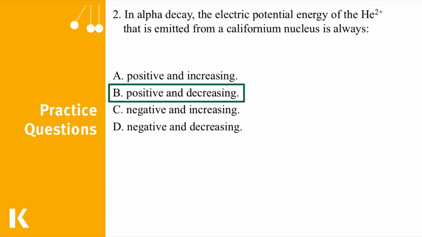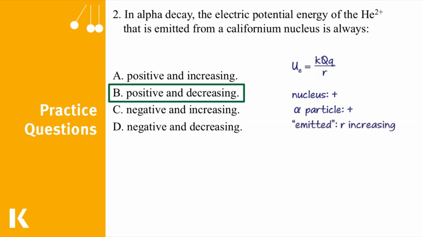As this is a question about the electric potential energy of an ion, we should evaluate what that energy will be. Plugging into the electric potential energy equation, we have a positive nucleus interacting with a positive alpha particle. And since this alpha particle was emitted from the californium nucleus, that means the R is increasing. Plugging those like charges in, we already know that the potential energy will be positive, as like charges always are.